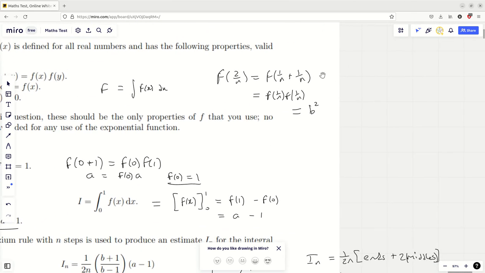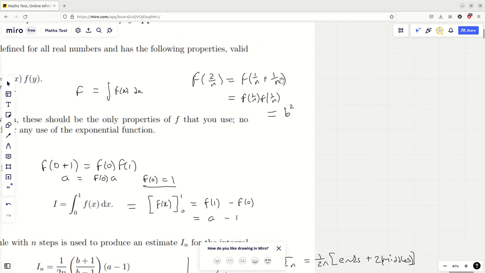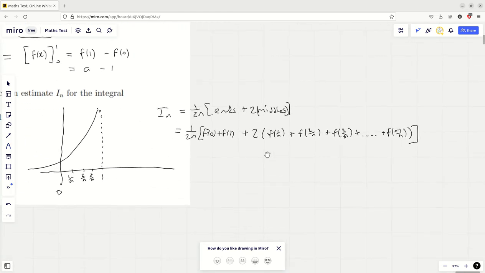And you can make exactly the same argument. I'm sure you're going to see it's not going to look any different. You're going to have 3 1 over n's here. Then you have them all times together, and you're going to get a b cubed for f of 3 over n, and so on and so forth. And so in general, f of k over n is equal to b to the power of k, if you like. And so what have we got? Well, that makes things a lot nicer. Let's start plugging some stuff in.